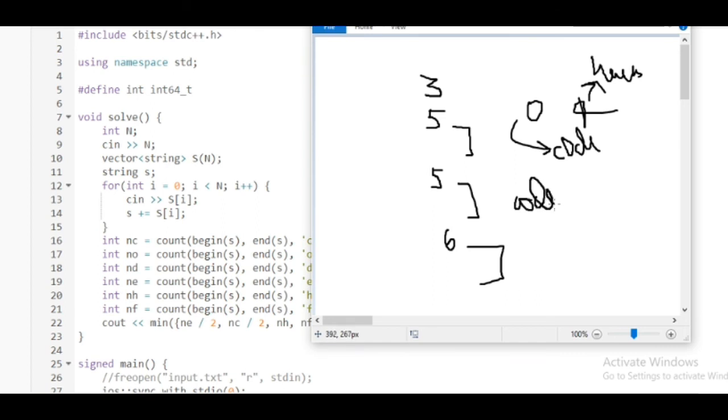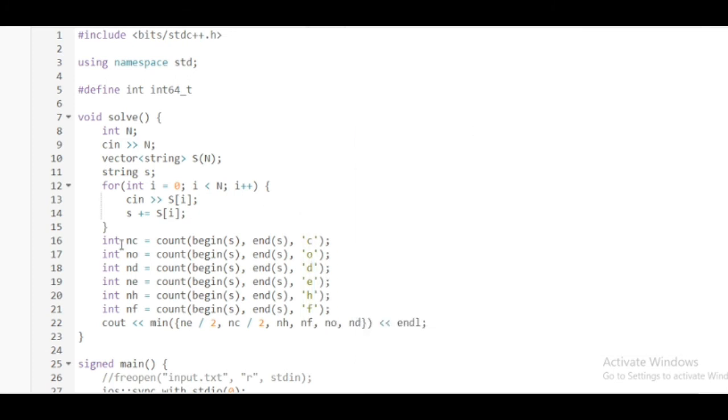Code something something something something and then hack. It would become a very large string, no matter how long it is, but it contains all the alphabets. Okay, so s would be the ultimate key. Now what they have done is int nc. They are counting c, o, d, e. C has already been counted, so no need to count it again. Also for e. Then the thing left is f.